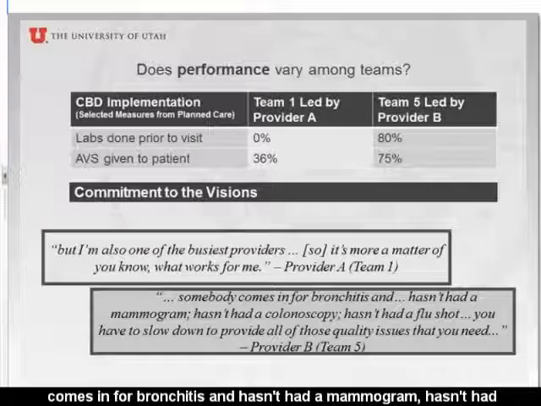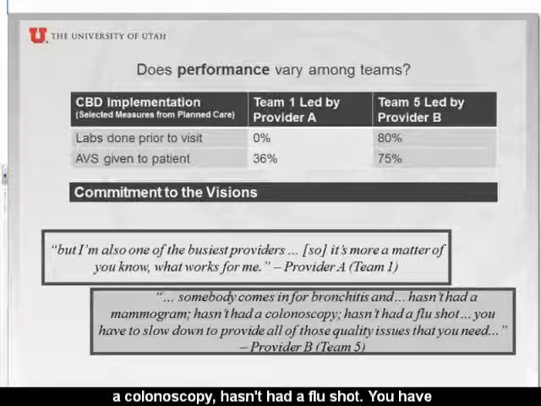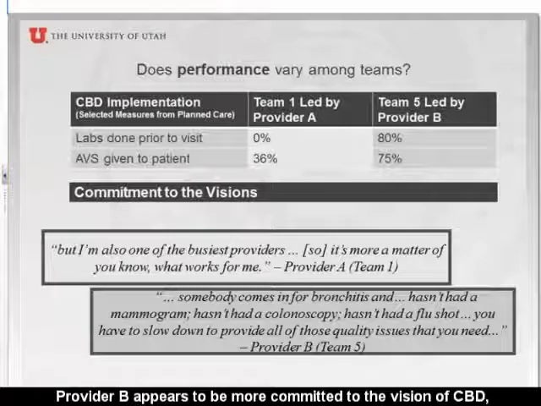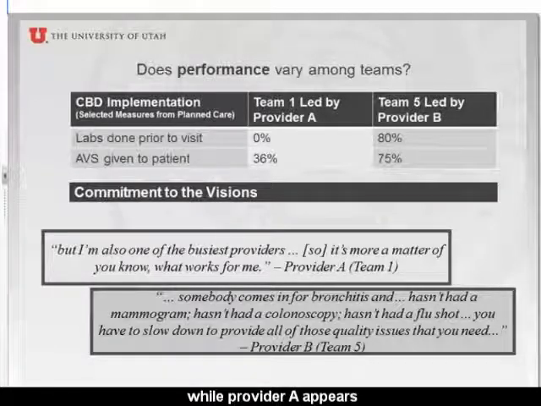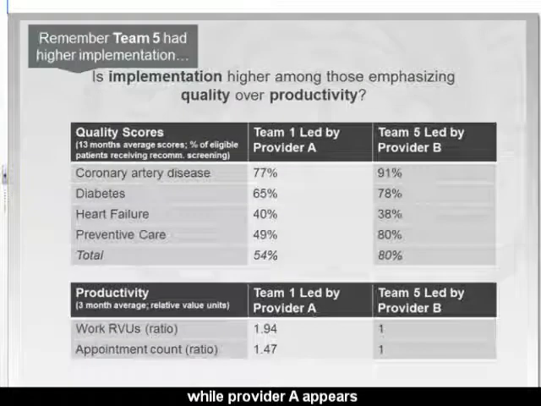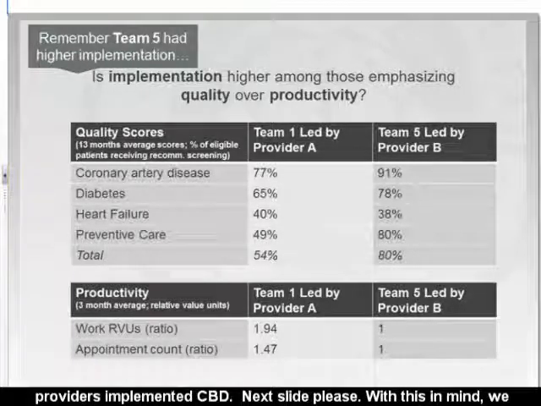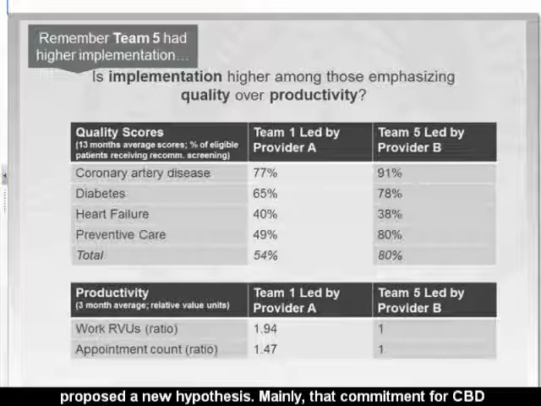Provider B appears to be more committed to the vision of CBD, while Provider A appears more concerned with productivity. Our quality data suggests that the time needed to provide comprehensive care impacts how providers implemented CBD. Next slide, please. With this in mind, we proposed a new hypothesis, namely that commitment to CBD implementation was higher among providers who emphasized quality over productivity. Remember, Team 5 had higher implementation scores.